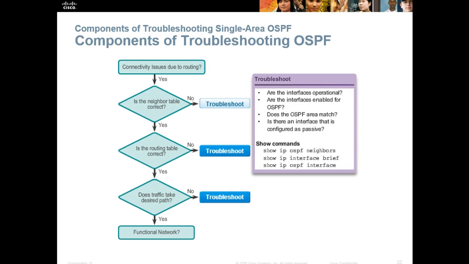Now when you're troubleshooting OSPF, it's pretty straightforward. You make sure your interfaces are operational. And then, do they have OSPF on them? Are they in the same OSPF area? Is the interface configured as passive, because if it's passive, it's not going to get link state updates, etc. And then use your show commands.